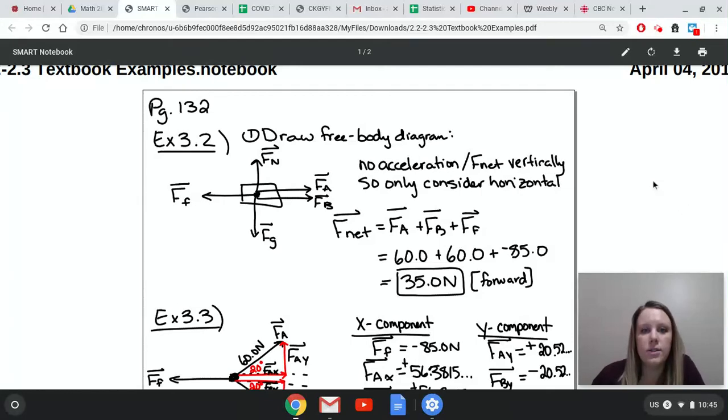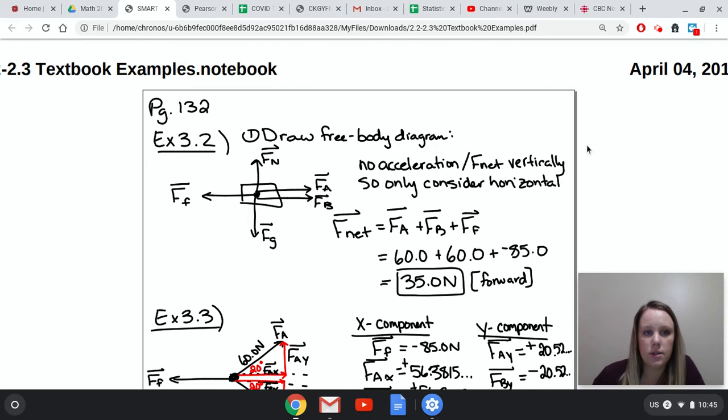Hi guys, what I want to do now is take some notes on examples from the textbook. So we're going to start on page 132, example 3.2.